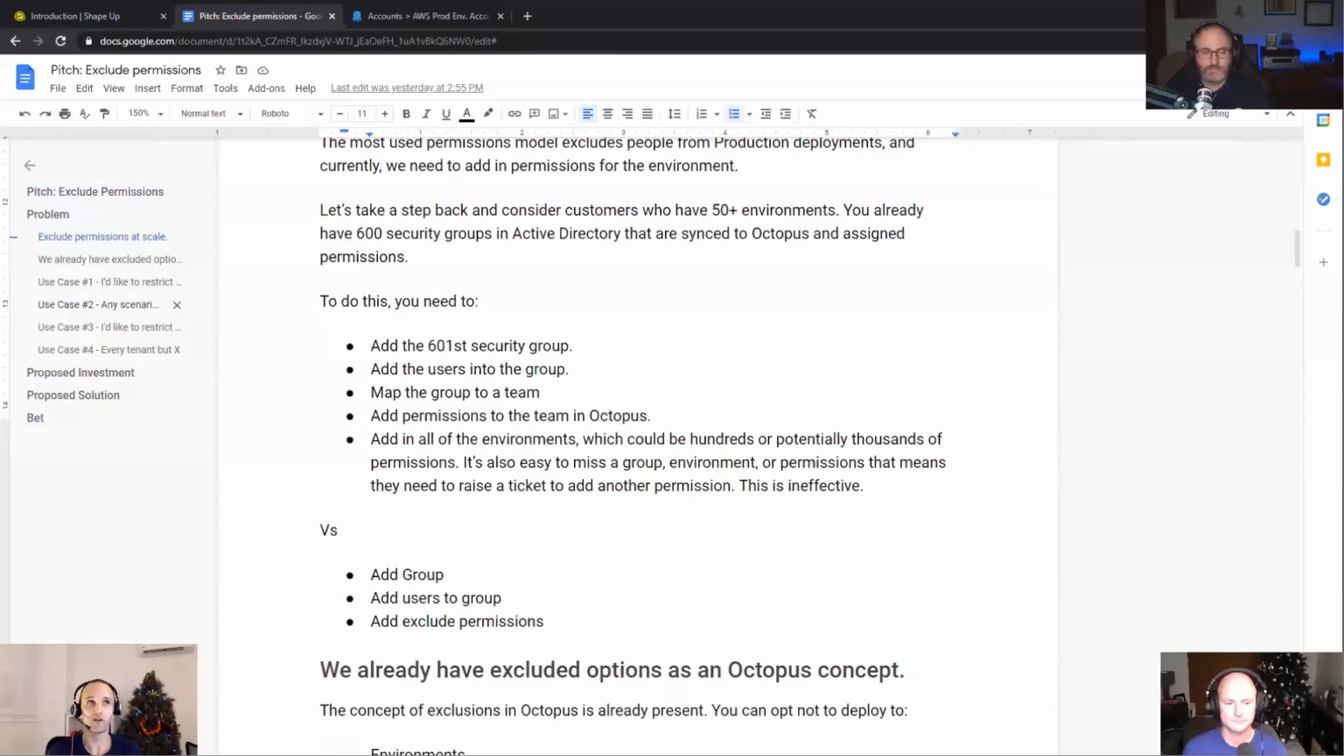What we found over time is that when finishing off the pitch document, a lot of people are in a good place to define the problem. Defining the solution is often something different.